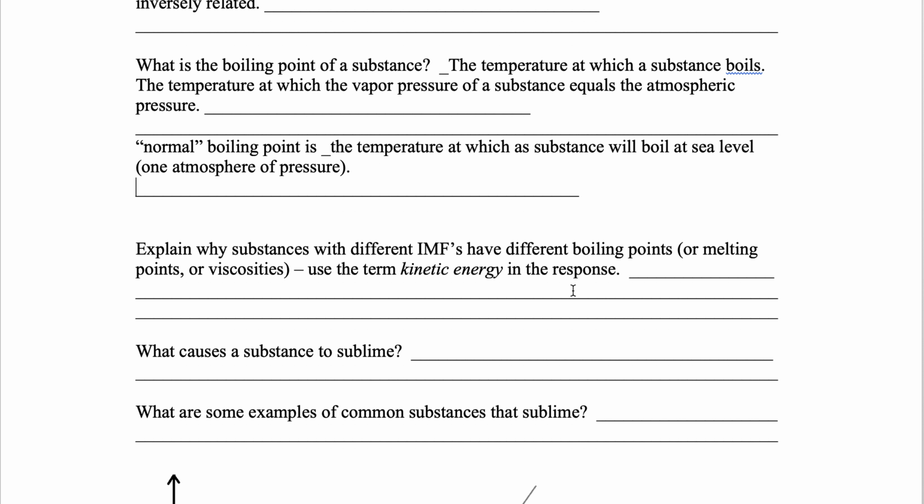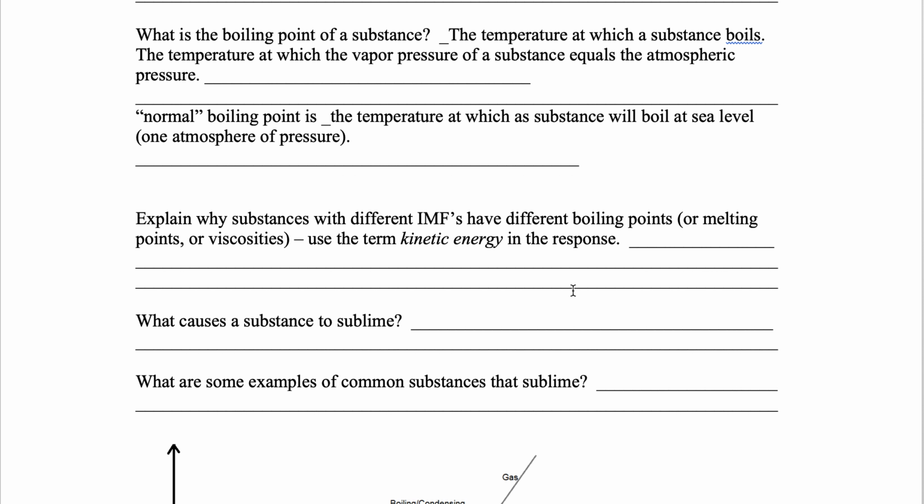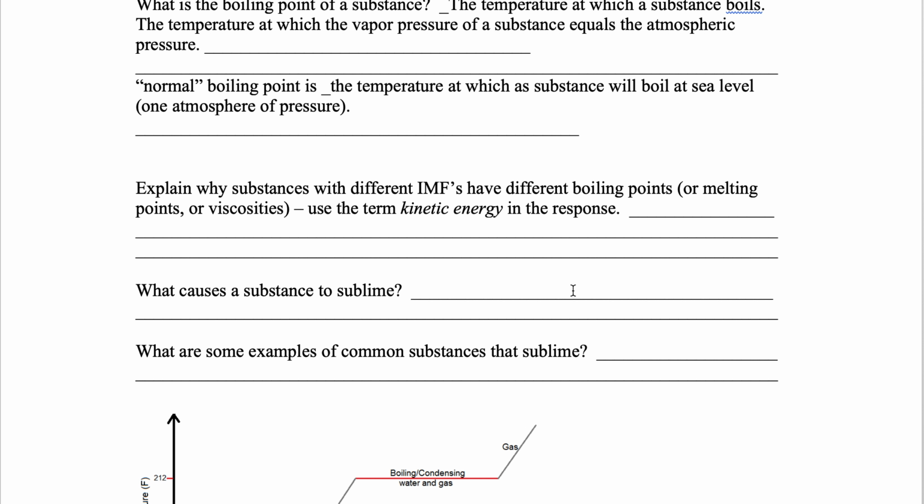If one were to check the boiling point, for example, of water at sea level and at the top of Mount Everest, they would boil at significantly different temperatures because the atmospheric pressure at the top of Mount Everest is much lower than the atmospheric pressure at sea level.